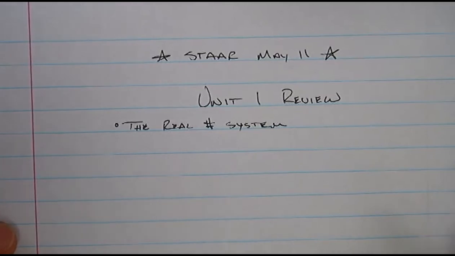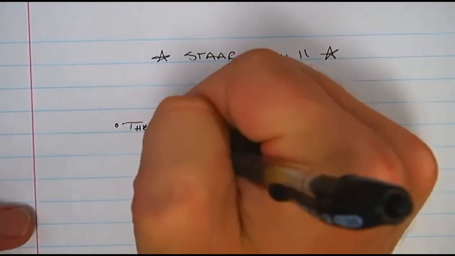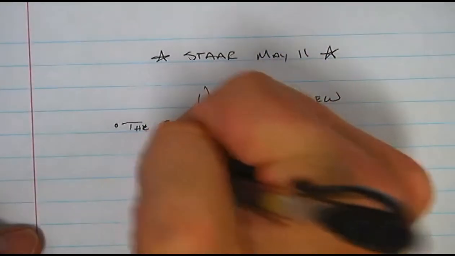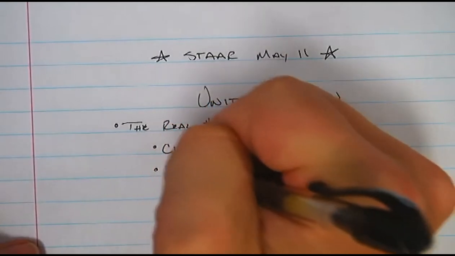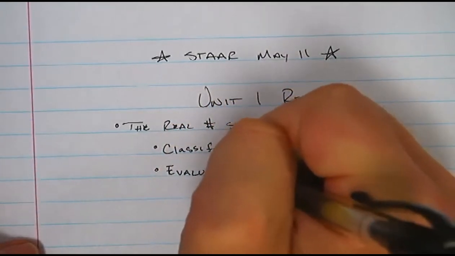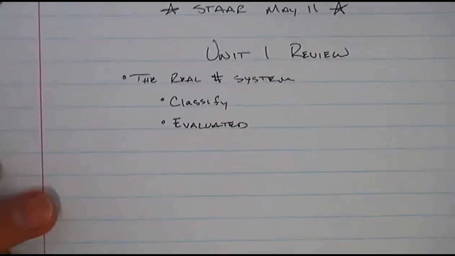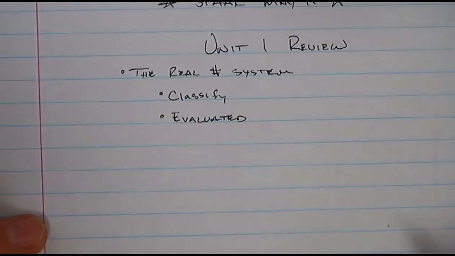But what we need to remember is basically we spent some time doing two different things. We either classified the number or we evaluated. Those are the two things we're going to cover in this review. You're either going to classify it or you're going to evaluate it. We'll get a little bit more specific with evaluating and classifying as we see different types of numbers. But let's first look at evaluating, because that's for the most part what we're used to doing.